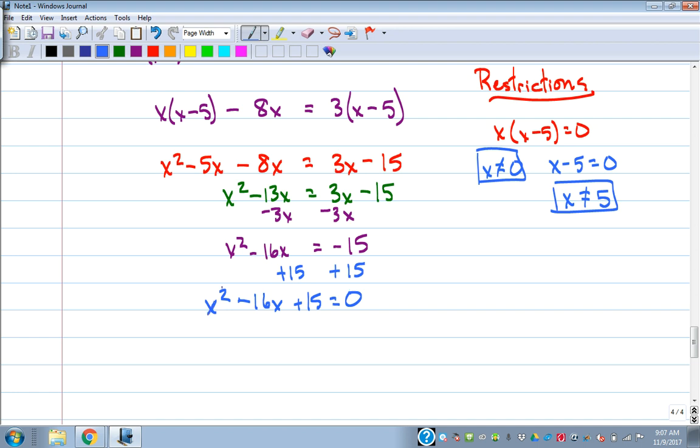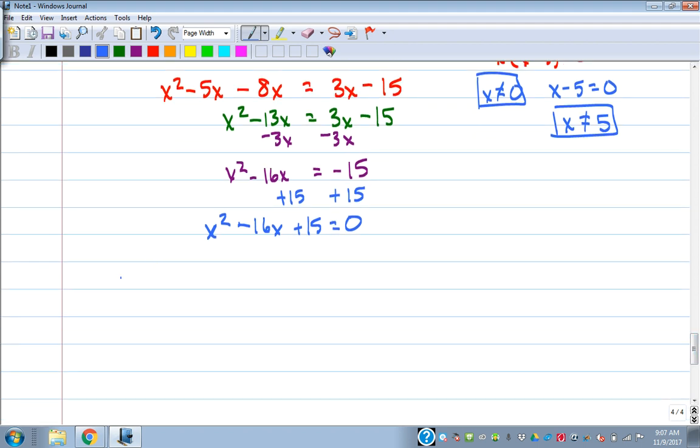What are my options? X method for factoring or quadratic formula. I'm going to work this one both ways so we get a view of both of them. So if I do X method of factoring, multiplying to be positive 15 and adding to be negative 16: negative 15 and negative 1. So our factors would be x minus 15, x minus 1.